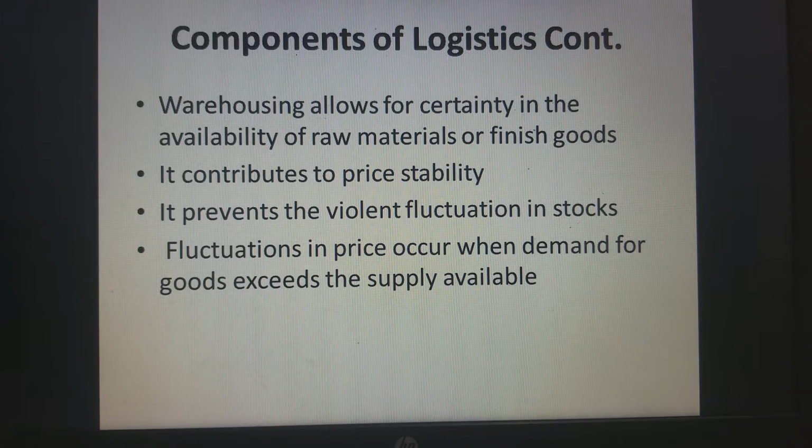Maybe some goods are in demand at a particular season, and so the businesses will store up their goods so that when the demand goes high, they will still have the supply. Fluctuation in price occurs when demand for goods exceeds the supply.